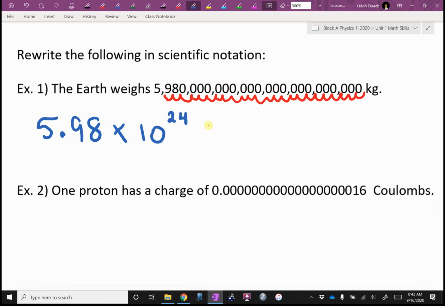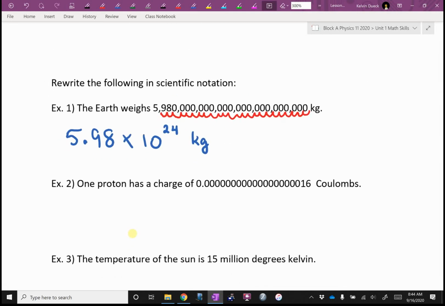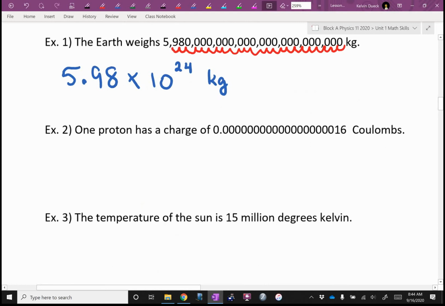And then the units, kilograms. Is that heavy, Mr. Dewick? Insofar as astronomical objects go, it's kind of meh. It's about middle of the road. The Sun is far, far, far, far heavier. Jupiter, Saturn, bigger mass. One proton has a charge of that many. Yes?